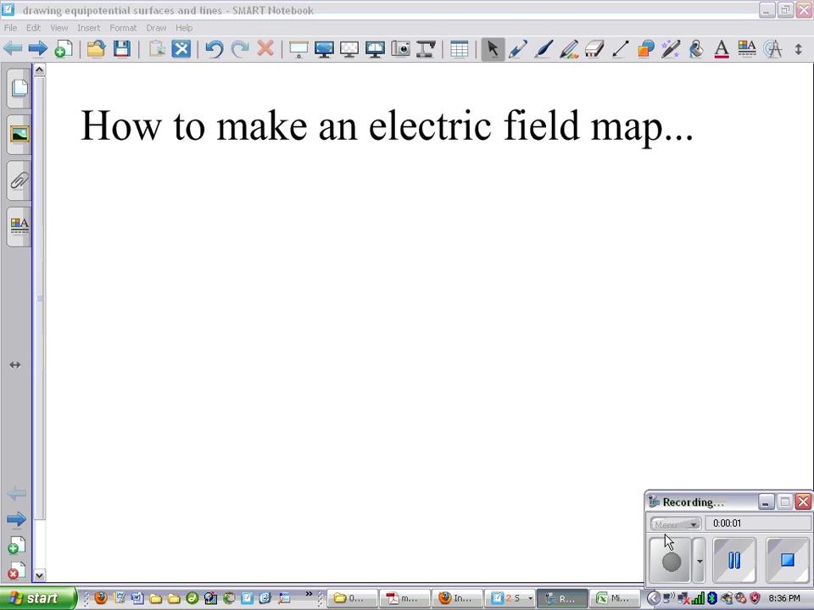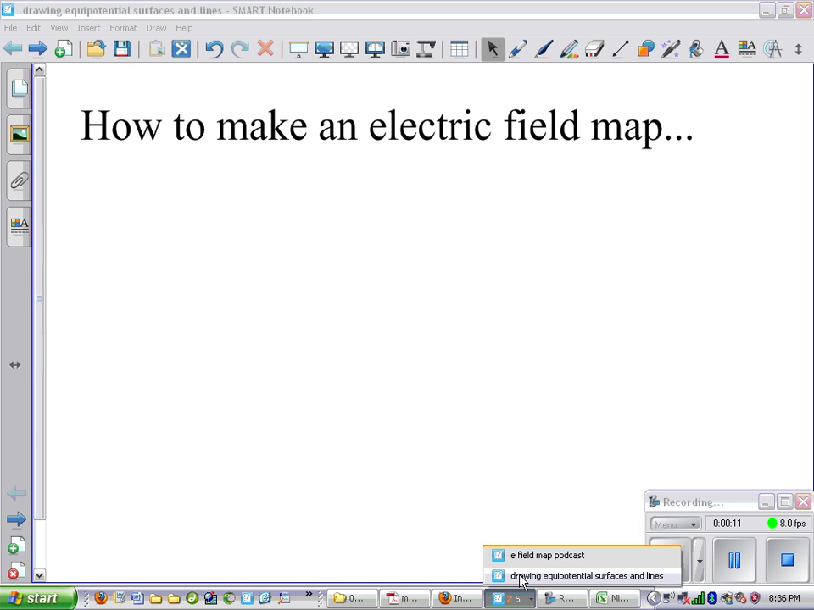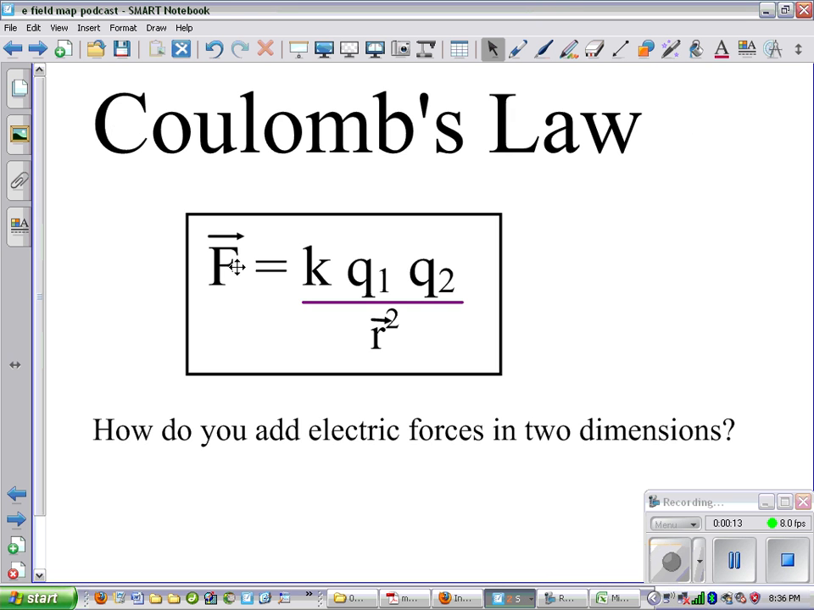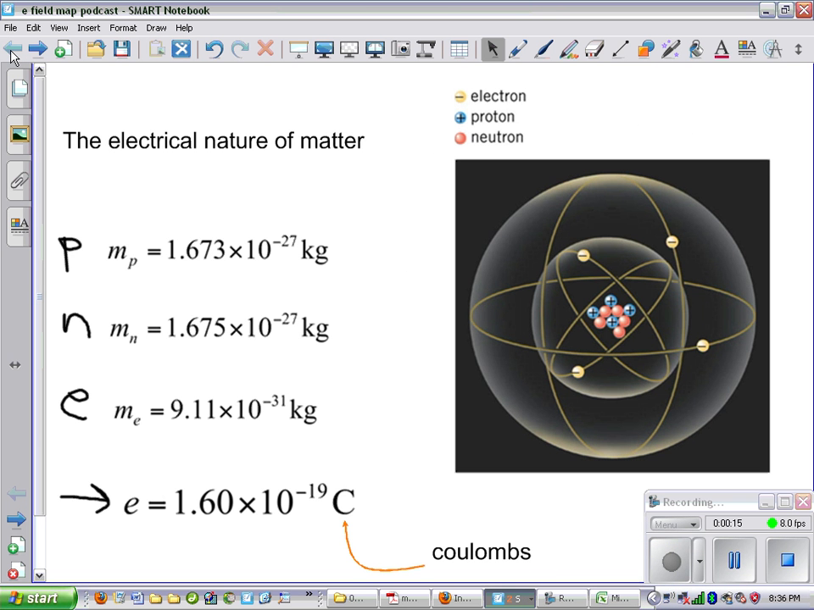This is a podcast to explain how to make an electric field map. First, a little introduction and some of the quantities related to electric fields. Electric fields are between objects that have charge.